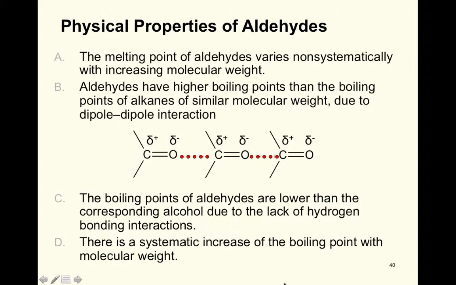Now we do have a systematic increase of boiling points with molecular weight. I want you to contrast this with letter A. Letter A says the melting points of aldehydes vary non-systematically with increasing molecular weight, but it increases systematically for boiling point. That's normal. That's what we're used to seeing. So far, the only unusual piece is letter A here. We would be able to predict the boiling point. If it has a higher molar mass, it would have a higher boiling point. We are able to predict that.